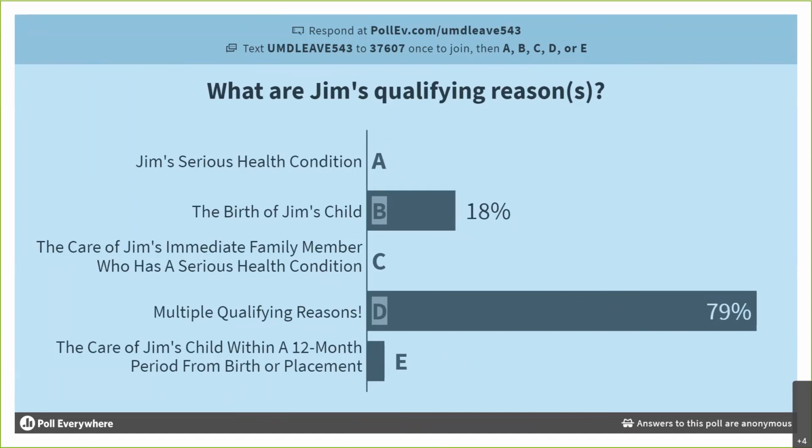Okay, see the numbers still moving. Okay, so it's actually multiple qualifying reasons, but whoever said the birth of Jim's child, that is one of the qualifying reasons. It could also be to care for the immediate family member who has a serious health condition. As we saw, the person that is actually giving birth, that's considered a serious health condition because there's a period of recovery. So Jim may be taking care of the partner, the spouse that's giving birth, as well as care of Jim's child within a 12-month period from birth or placement.